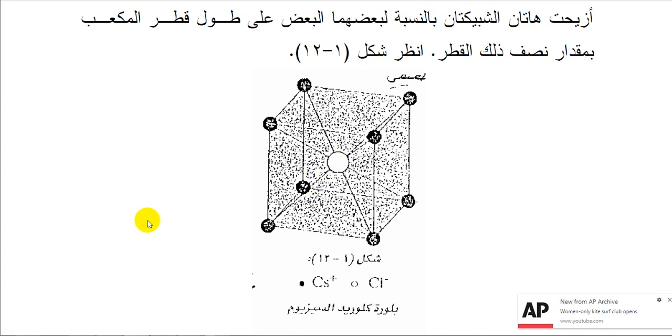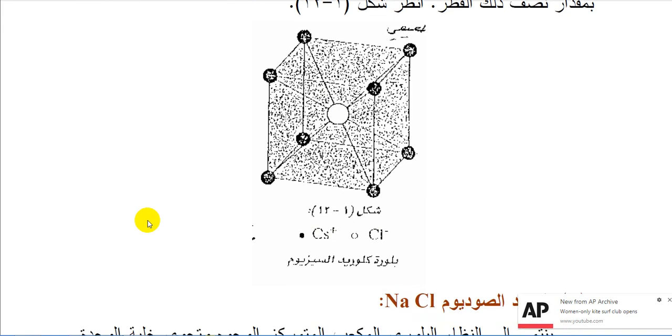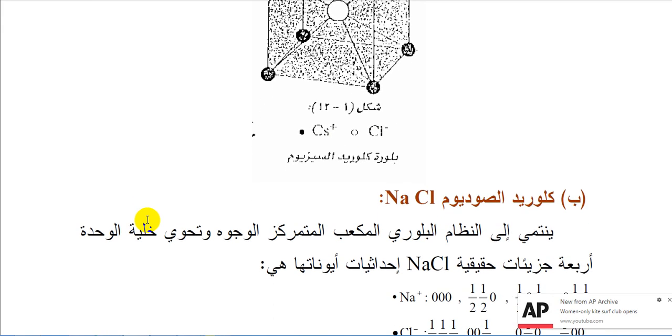Both lattices are displaced for each other all along the cubic diameter or the cubic diagonal extension. يعني أزيحت شبكتان بالنسبة لبعضهما البعض على طول الامتداد القطري للمكعب بمقدار نصف ذلك القطر. Review figure 1.12, يعني راجع شكل 1.12 كما هو أمامكم.